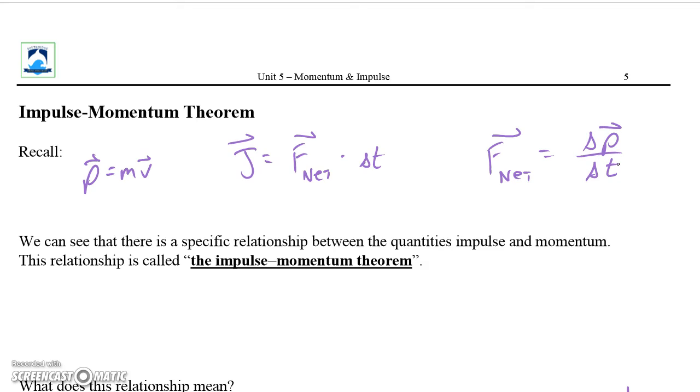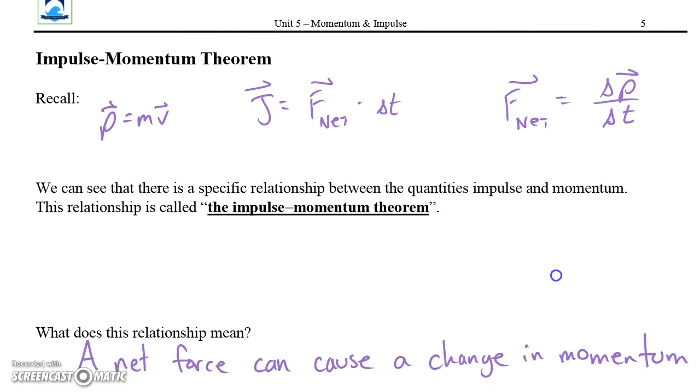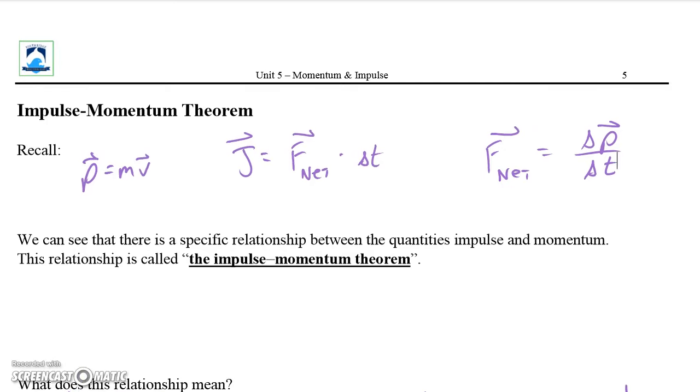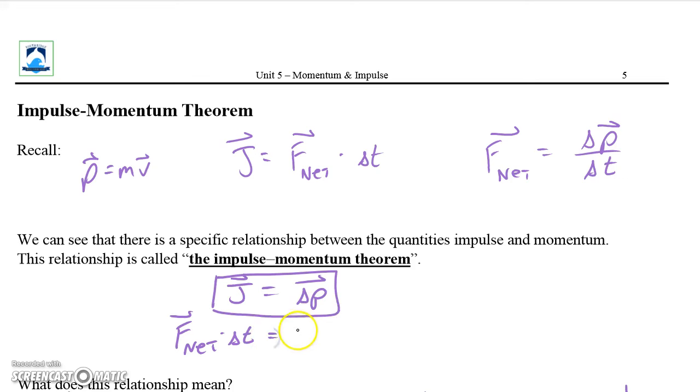Now, something that we've used to solve a couple of problems already, but we're going to give it a formal name and make the connection, is the impulse momentum theorem. It isn't too hard to see that we can set J, impulse, equal to our change in momentum. Hopefully that's not shocking: if J is F net times delta t, this would be equal to our change in momentum. So that's the impulse momentum theorem.